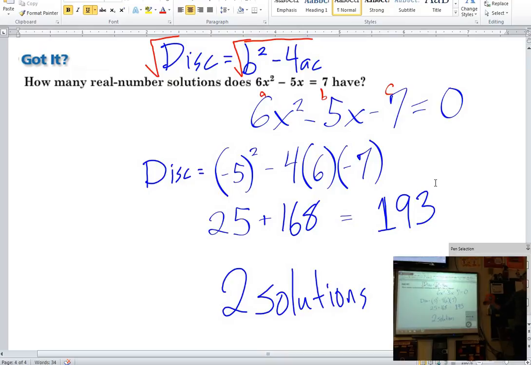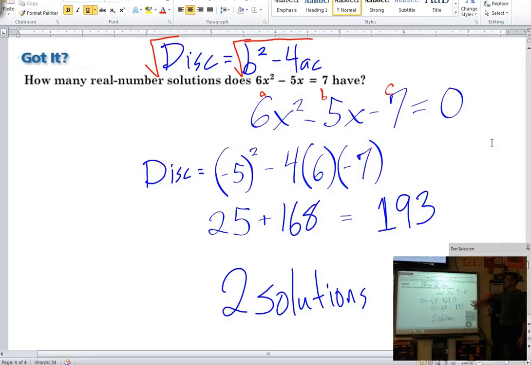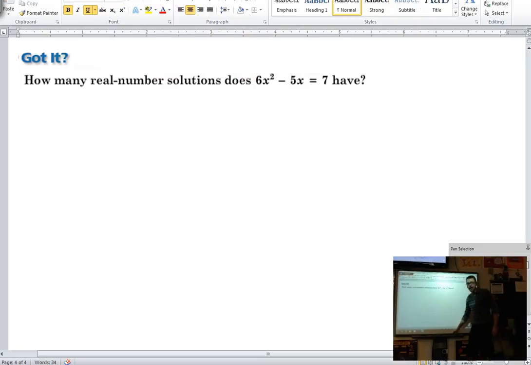So this is now convenient. Okay, let's go a little bit deeper. This is now convenient because if I want to solve this, let me capture this and get rid of it. Now that we've determined it has 2 solutions, I should put forth the effort to solve it. Let's use the quadratic formula.